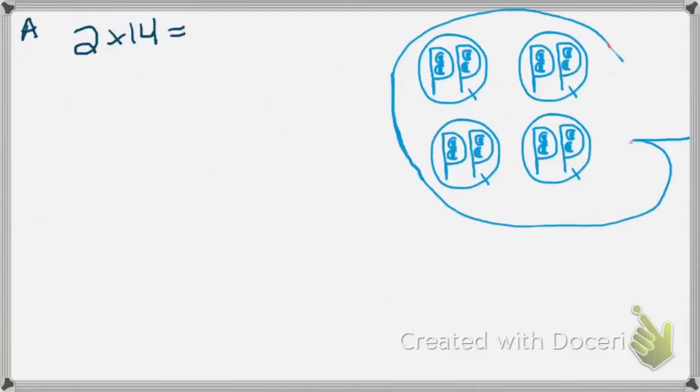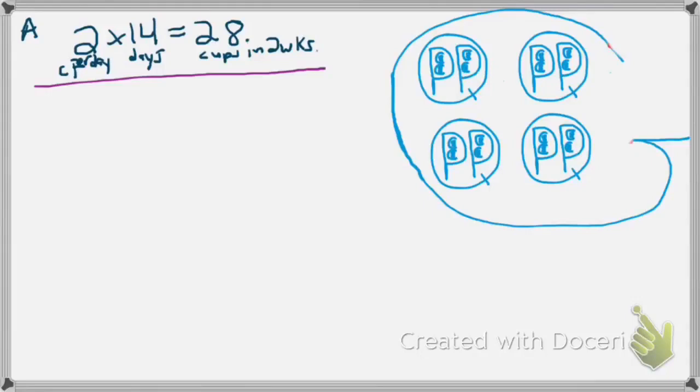So part A, we said 2 times 14, which is going to equal 28. So the 2 was the cups per day, and the 14 was the days in 2 weeks, and the 28 was the cups in 2 weeks. So again, part A, we found out that it drips 28 cups in 2 weeks. Let's underline that and get ourselves ready for part B.